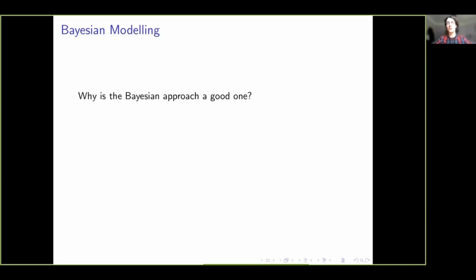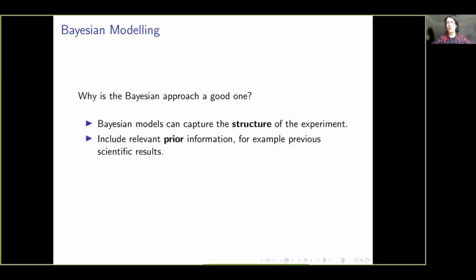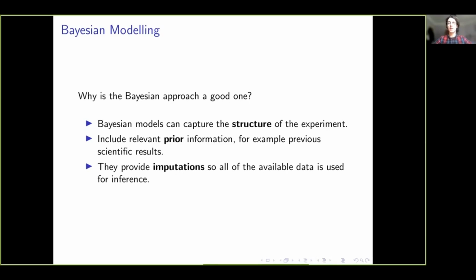So why is the Bayesian approach a good one? Bayesian models can capture the structure of the experiment. They are generative models that can capture the characteristics of the data at its various levels. We can include relevant prior information in Bayesian models. Imputations also work well in the Bayesian framework. Imputations are estimates of missing data that provide inference with more information than it otherwise would have had if we simply dropped all rows from our dataset that contained a missing value.